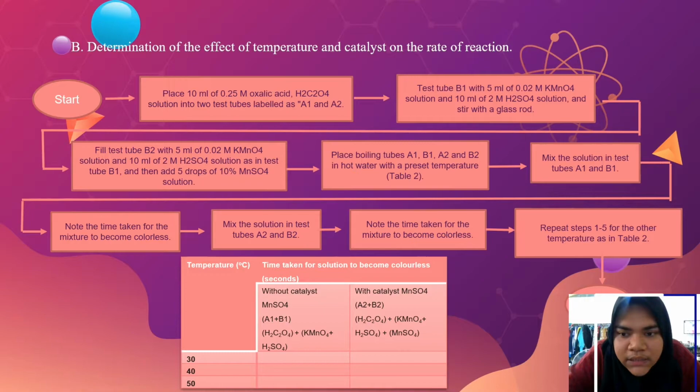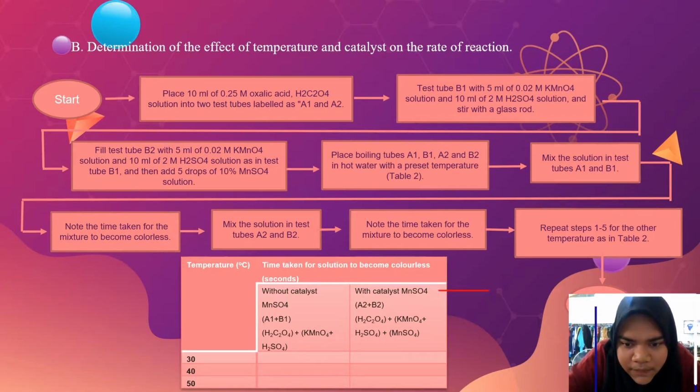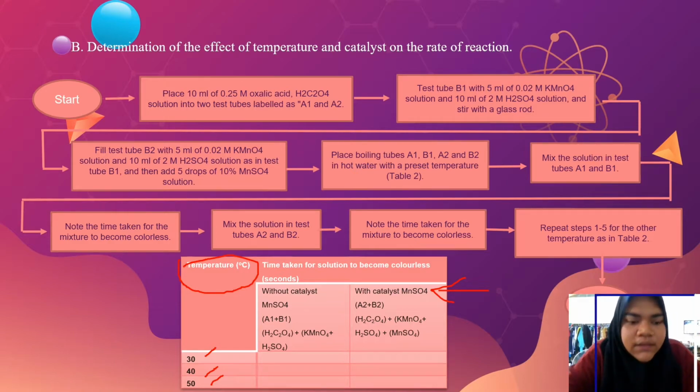Okay, mix the solution in test tubes A1 and B1. Note the time taken for the mixture to become colorless. And then mix the solution in test tubes A2 and B2, and note the time taken for the mixture to become colorless. Then repeat step 1 until step 5 for each temperature as in table 2. This is the diagram for table 2, which gives the temperature and the time taken for the solution to become colorless. This is 30 degrees, 40 degrees and 50 degrees. And that's all for me.